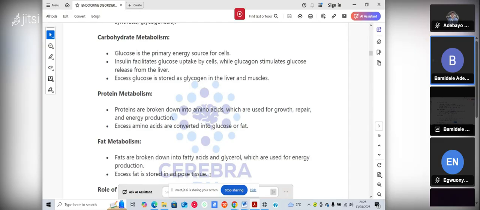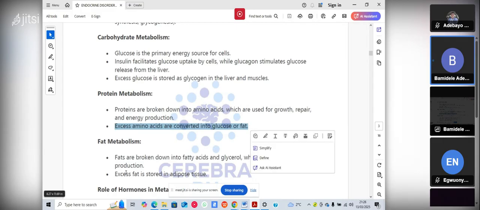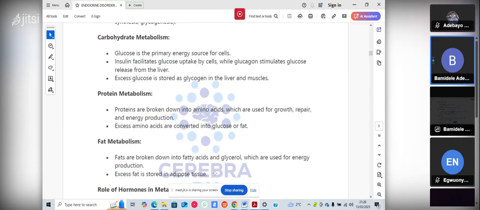tissue. So, just to recap, carbohydrate is broken down into glucose, protein is broken down into amino acids, and fat is broken down into fatty acids. Excess carbohydrate is stored as glycogen in the liver and muscles. Excess protein is converted into glucose or fat, while excess fat is stored in adipose tissue.